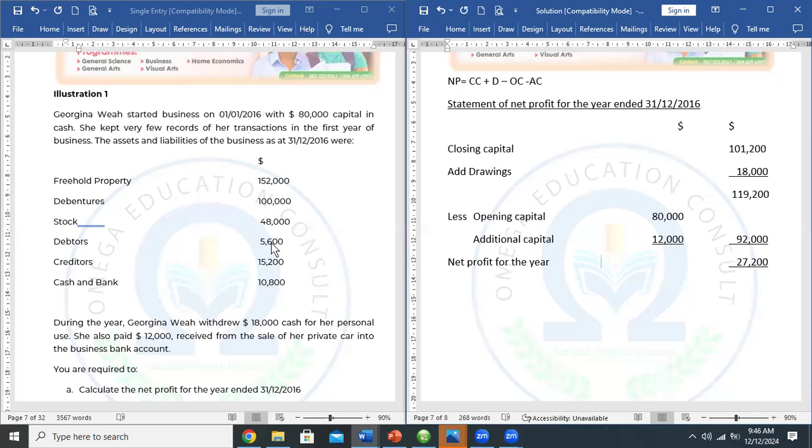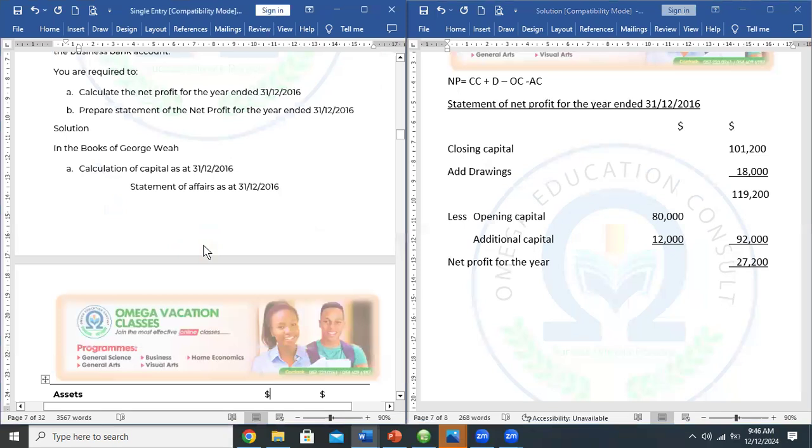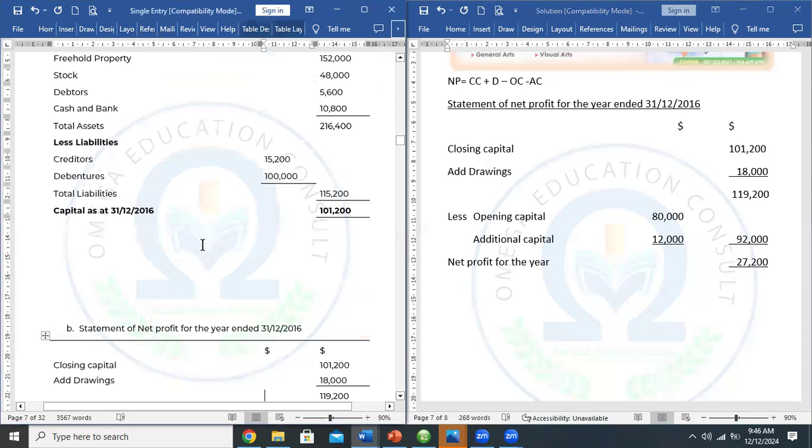Any question on this illustration? Okay, I don't think so. So let me pull up another illustration. This time I think I'll just skim and scan through with you, and then that'll be it.